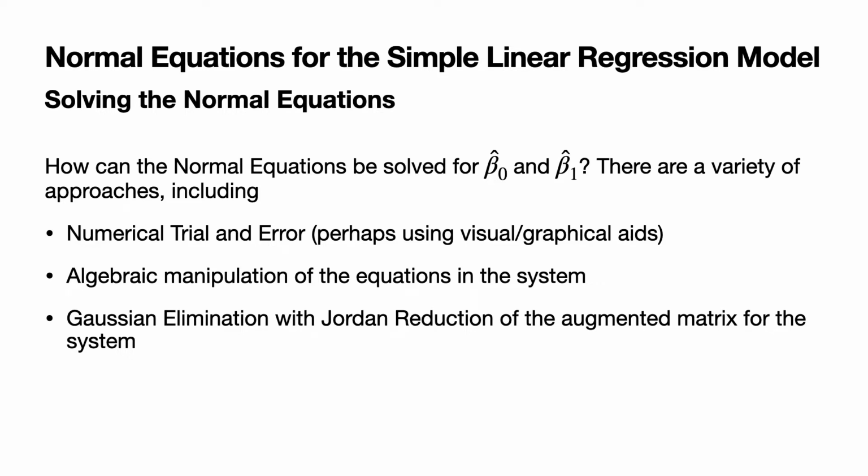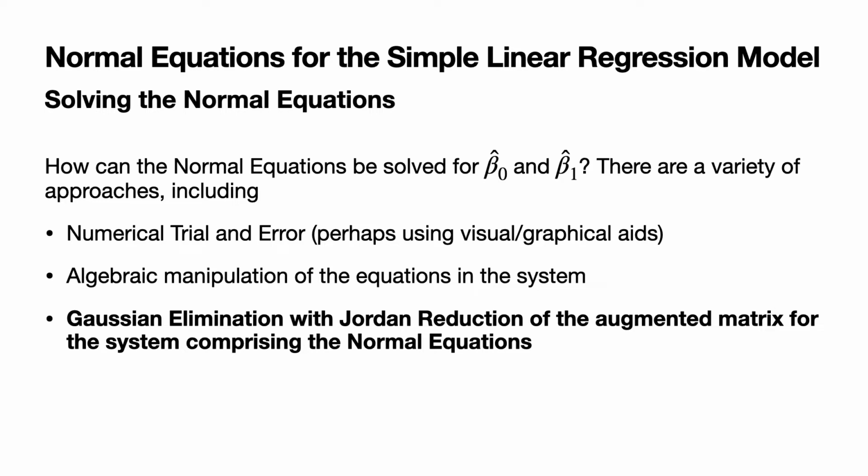How can the normal equations be solved for beta 0 hat and beta 1 hat? There are a number of approaches, including numerical trial and error, perhaps using visual or graphical aids, algebraic manipulation of the equations in the system, and Gaussian elimination with Jordan reduction of the augmented matrix associated with the normal equations. Now, in this demonstration, we're going to be focusing on Gaussian elimination with Jordan reduction of the augmented matrix for the system, and we're going to do this using the TI-84 calculator.